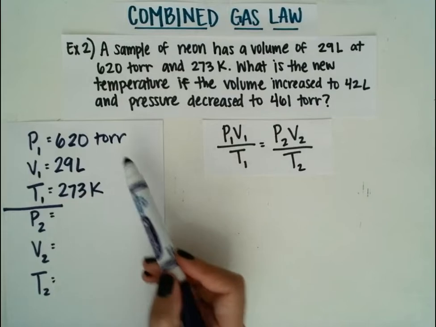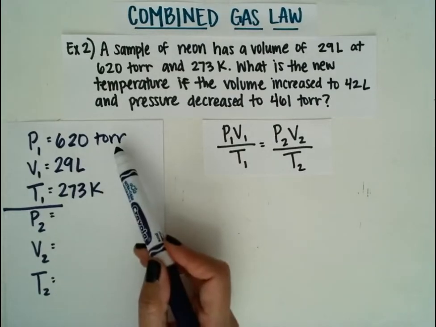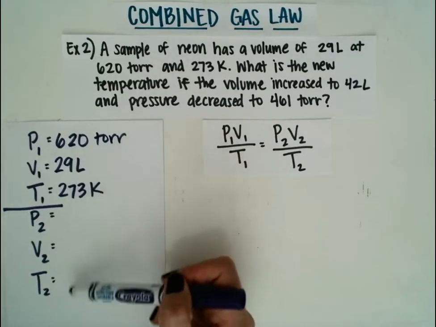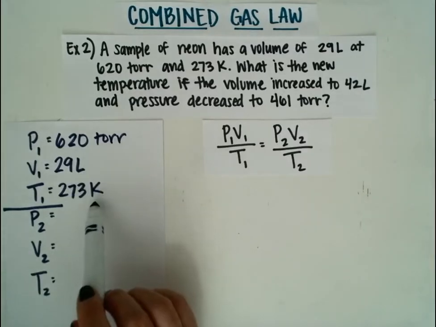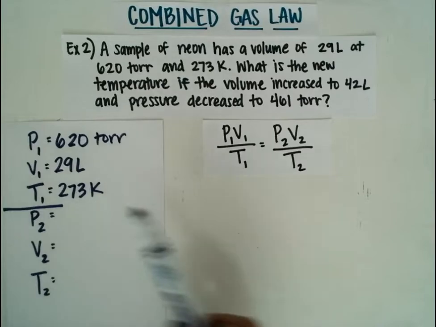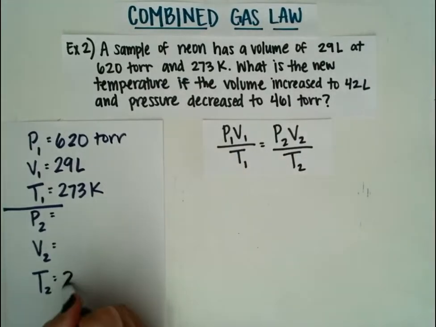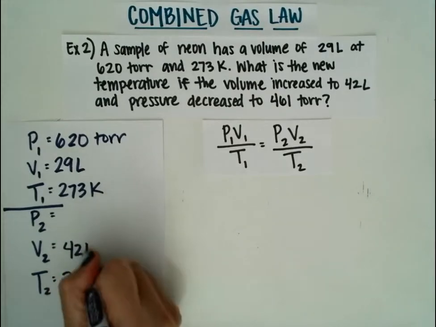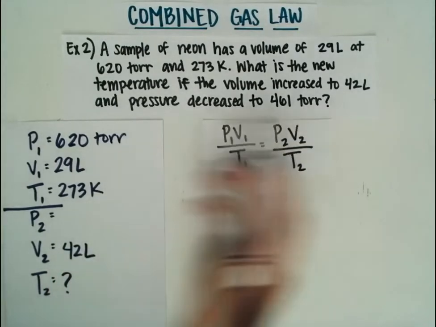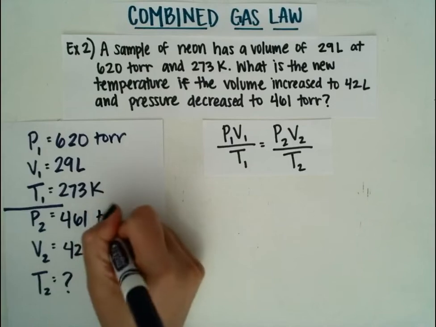Now I don't have to change any of these units unless they're different in the two sides, but if they're the same, then we could just leave these units the same, and temperature is already in Kelvin. So what is the new temperature if the volume increased to 42 liters and pressure decreased to 461 torr?